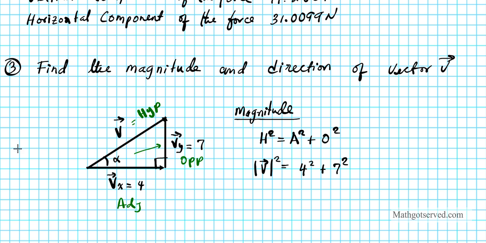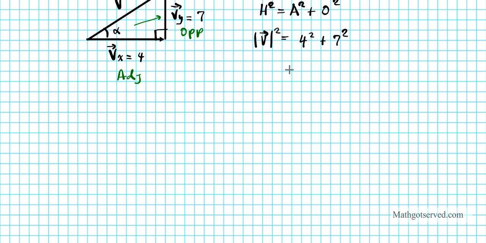Okay? Now let's work this out. This is going to become 16 plus 49. And then when we add them up, we'll have 65. So the magnitude of vector v squared is 65. So we square root both sides, the left and the right. And then we have the magnitude of vector v equals the square root of 65.